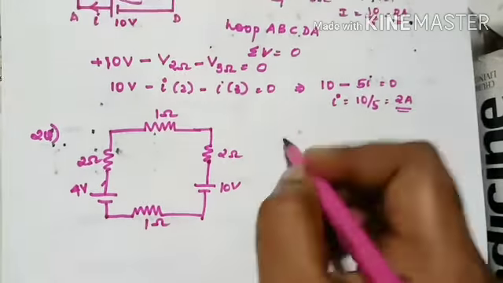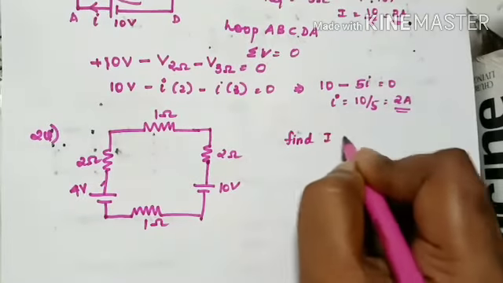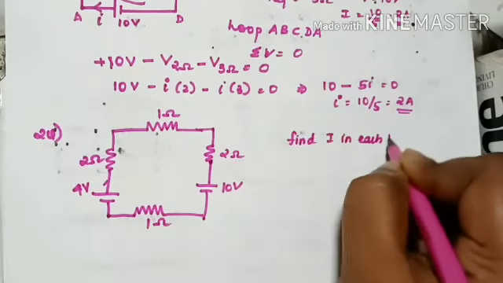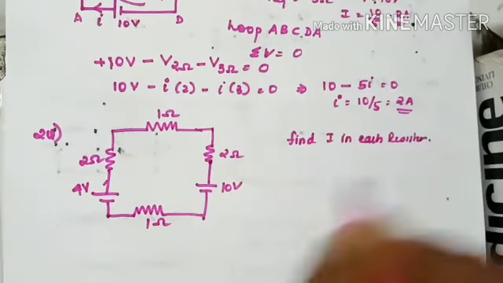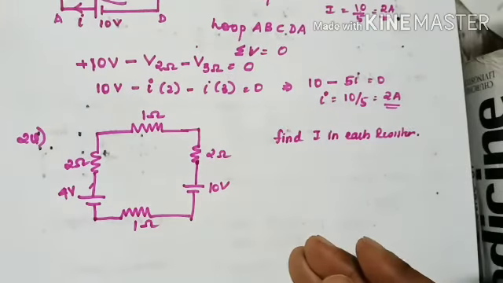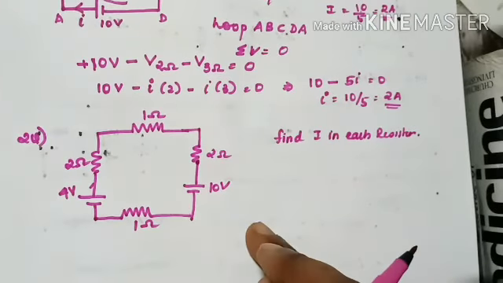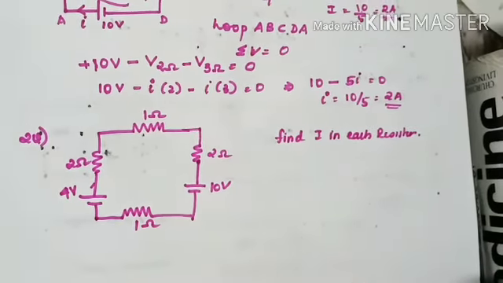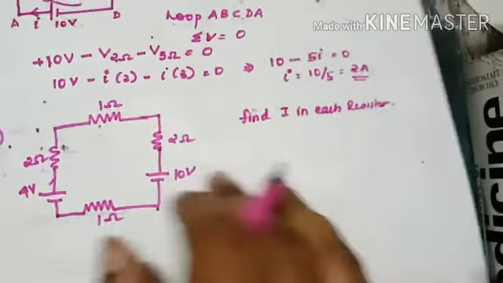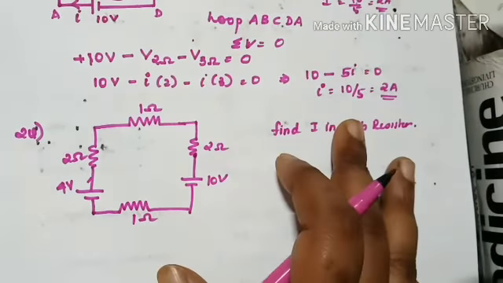Now, again, what is the question? Find current in each resistor. Right, what will be the current in each resistor? Actually, I can say it easily. So first we will do it by a very simple way without going to KVL.